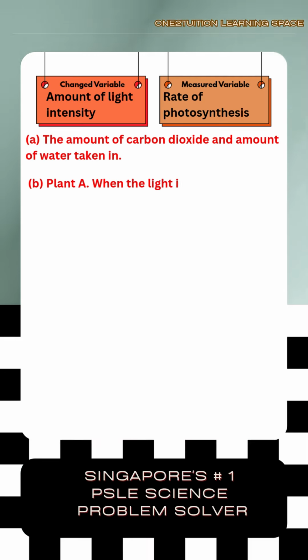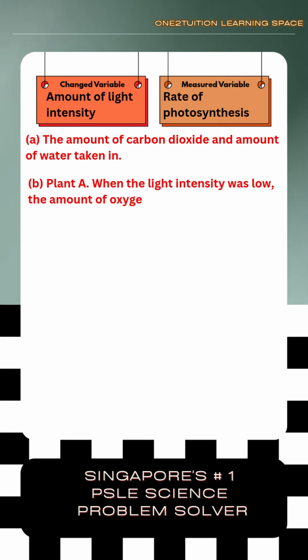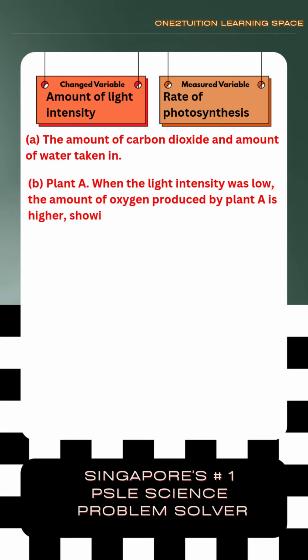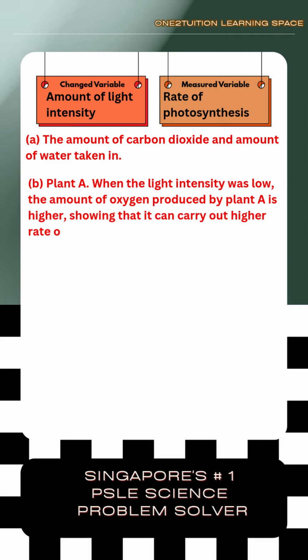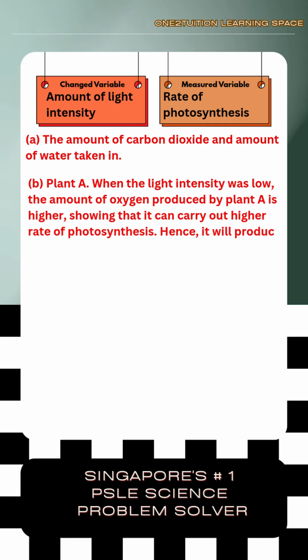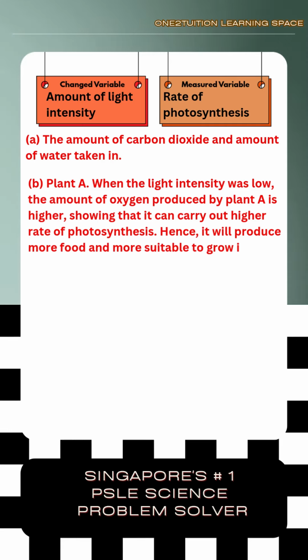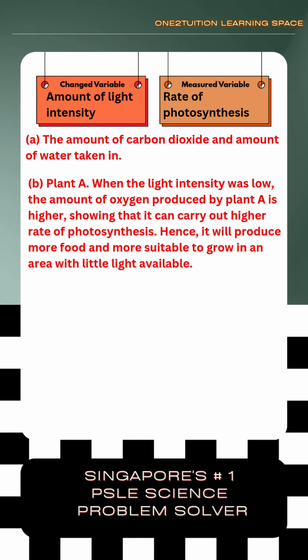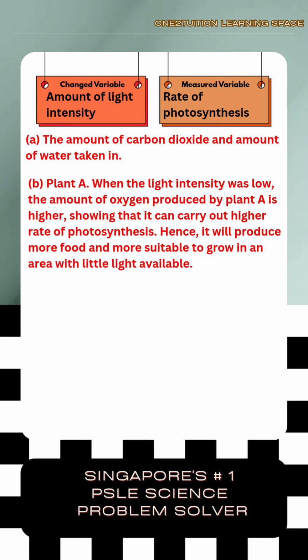Plant A. When the light intensity was low, the amount of oxygen produced by plant A is higher, showing that it can carry out a higher rate of photosynthesis. Hence, it will produce more food and is more suitable to grow in an area with little light available.